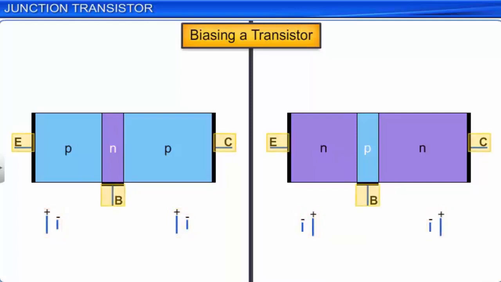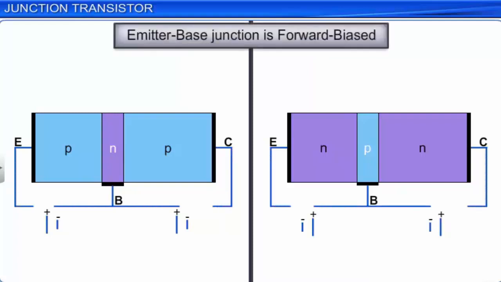The emitter, or the base, or the collector can act as the common terminal, and based on this, the configuration of the transistor is named accordingly. In this module, we discuss transistors in common base configuration. During biasing, normally the p-n junction between the emitter and the base is forward biased, while the p-n junction between the base and the collector is reverse biased.